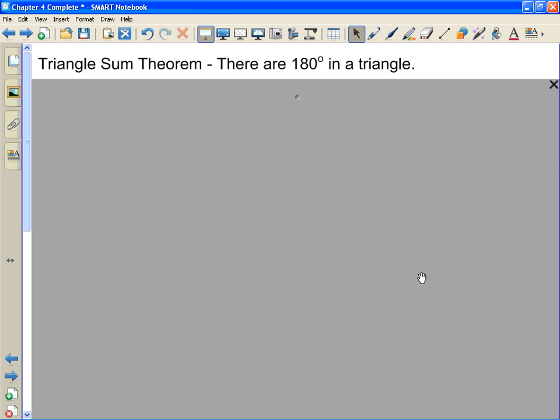Now that we can classify triangles, we want to start talking about some properties of triangles. And the most basic property of every triangle is how many total degrees there are in a triangle, and that is 180. This is called the triangle sum theorem, and you will end up using this in your proofs. So something that follows directly from this theorem is called a corollary statement.